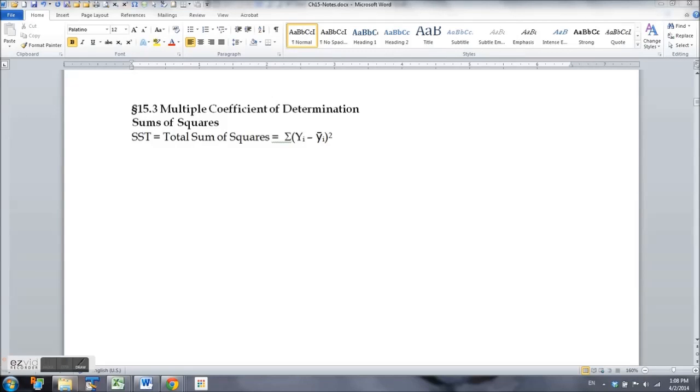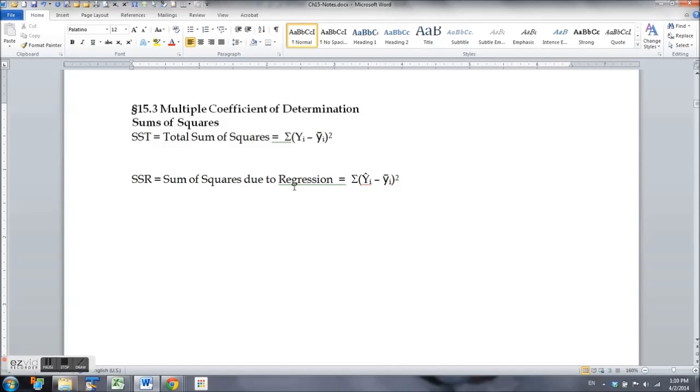In this video, we'll look at sums of squares and coefficient of determination. As in the previous chapter with simple linear regression, we start with the total sum of squares of y minus y bar squared and sum that. This is when we do not include any of the x variables. We look at only the y variable and how much variability there is among the y values, and that is given by y minus y bar squared, summed, and that is called SST, or total sum of squares.